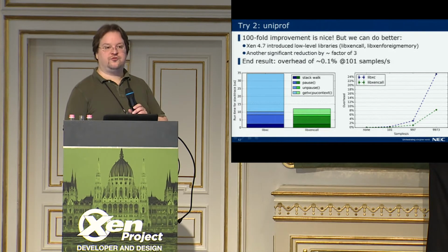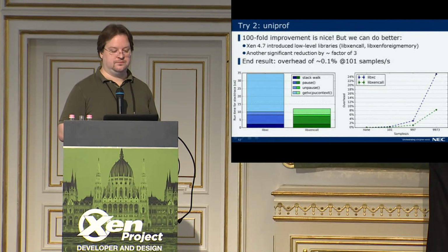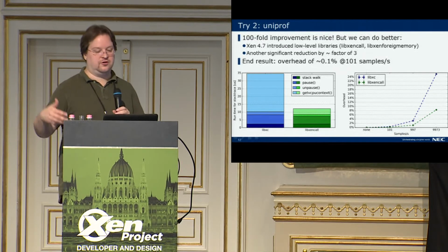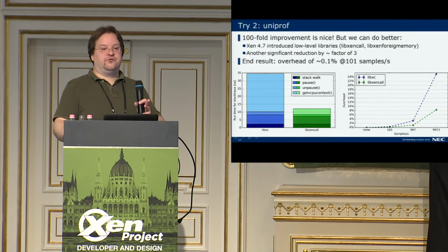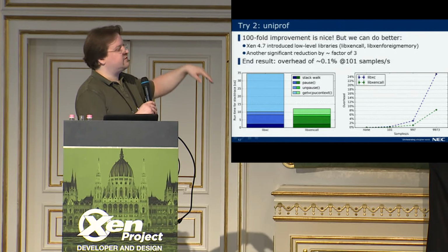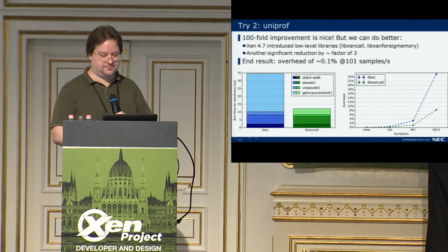So basically the version of Uniprof that uses libc would take about 35 microseconds for a stack trace, while the version that uses libxencall and libxenforeignmemory would only use about 12 or so. And of course, the current version of Uniprof supports both, so you're not required to use a newer version like Xen 4.7 or newer. You can always go with libc for older versions of Xen. And again, you see this faster stack walking time translates into lower overhead.